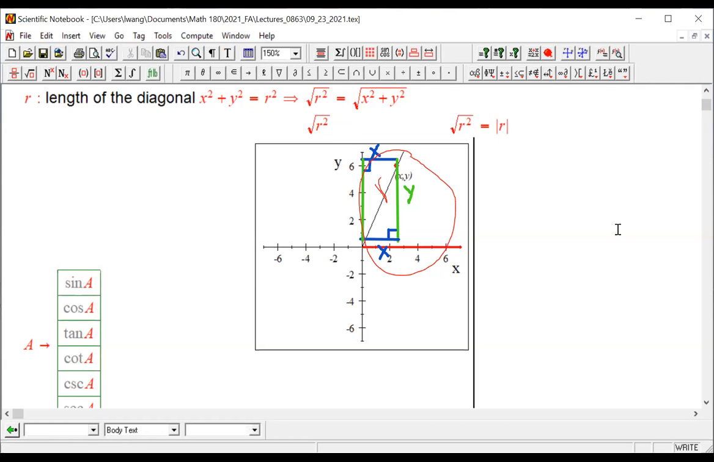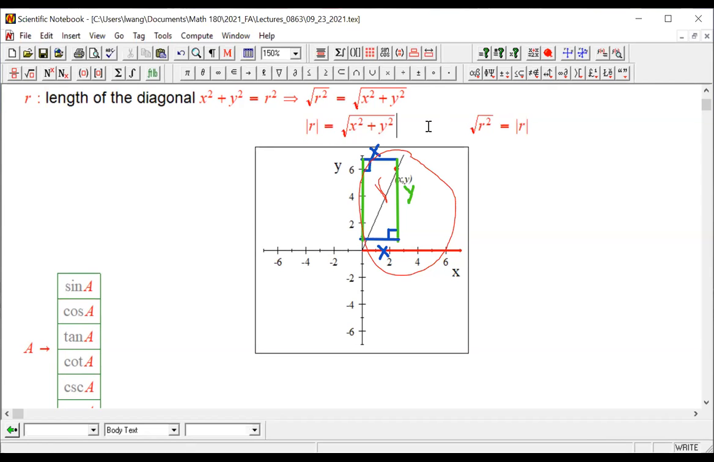Absolute value. Remember the number one mistake in Cal, the number one mistake in all of the math classes? Absolute value. So this piece equals the absolute value of r. All right, just wait, I will get there.